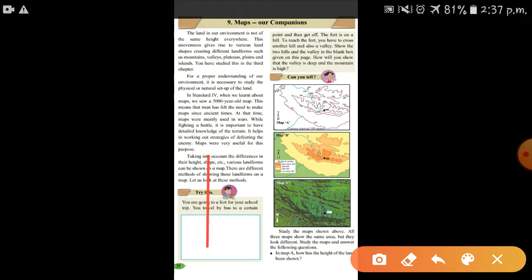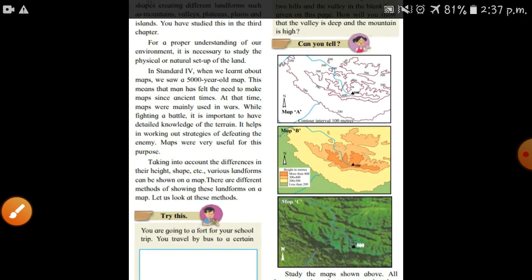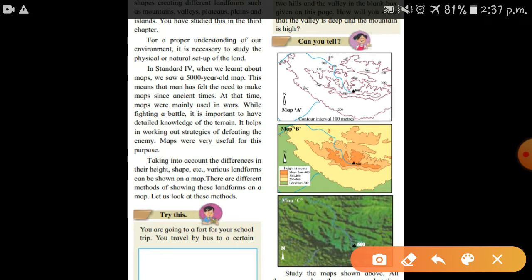Students, textbook page number 39. Try this, and can you tell both questions are omitted.